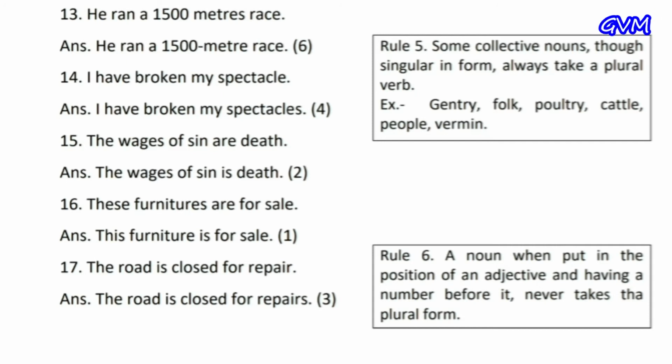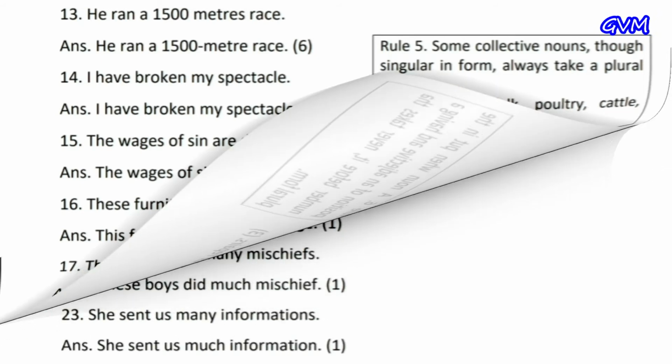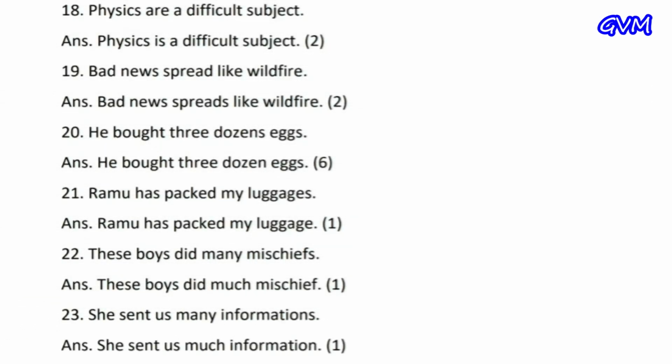16. "These furnitures are for sale," and the correct answer is "This furniture is for sale." We use rule number 1. 17. "The road is closed for repair," and the correct answer is "The road is closed for repairs." In this statement we use rule number 3. Next, "Physics are a difficult subject," and the answer is "Physics is a difficult subject." We use rule number 2.